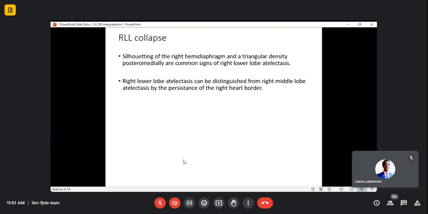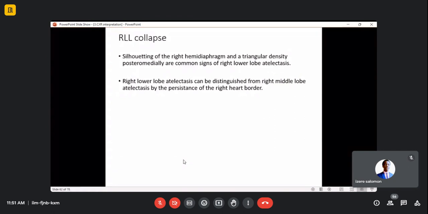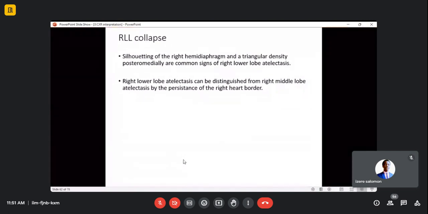It's a triangular opacity that's medially displaced almost near the shadow of the heart. Silhouetting of the right hemidiaphragm and a triangular density posterior-medially are common signs of right lower lobe atelectasis. Right lower lobe atelectasis can be distinguished from right middle lobe atelectasis by the persistence of the right heart border. For the right lower lobe, the border of the heart is still there, but with right middle lobe collapse, the silhouette sign is positive. But the fashion is the same as left lower lobe collapse.